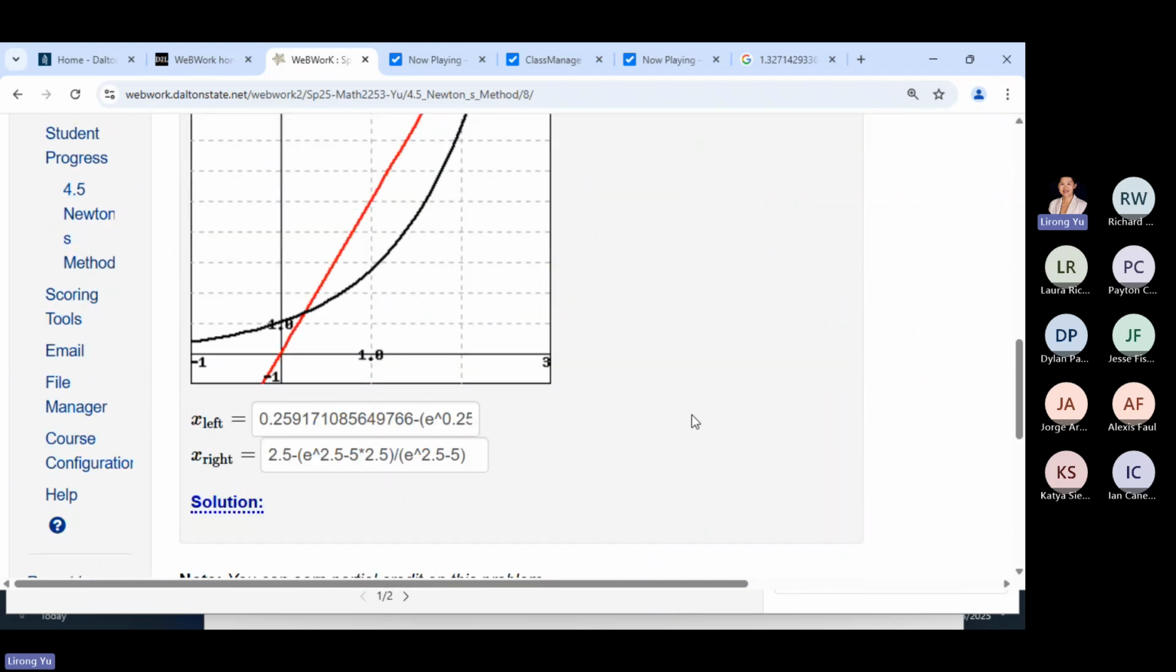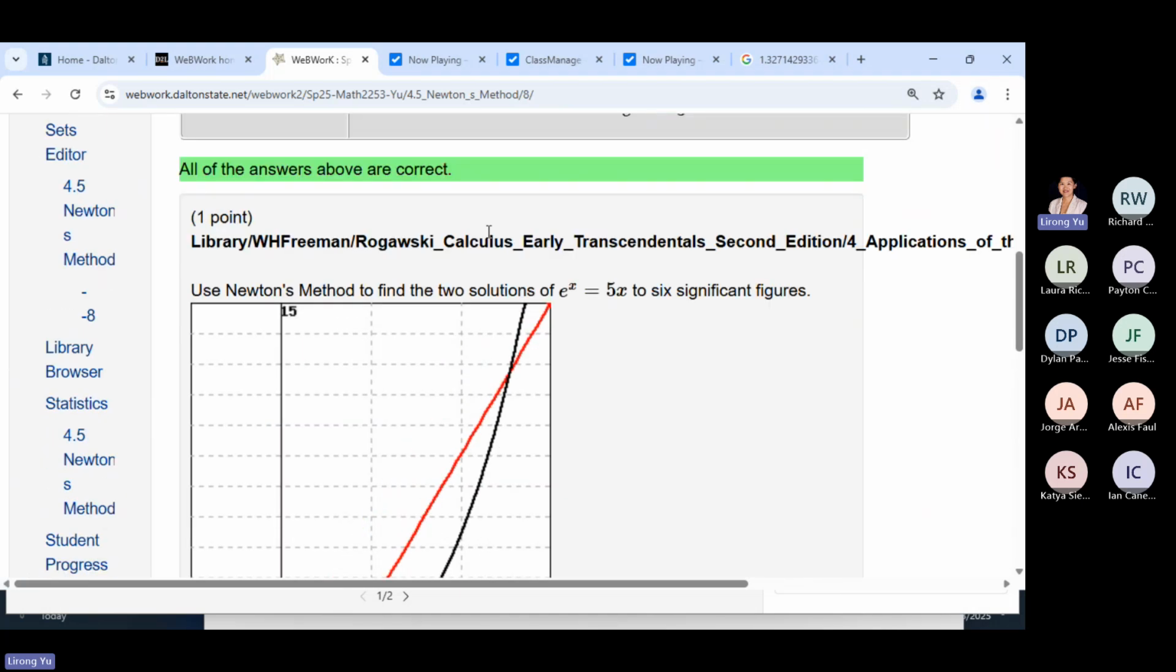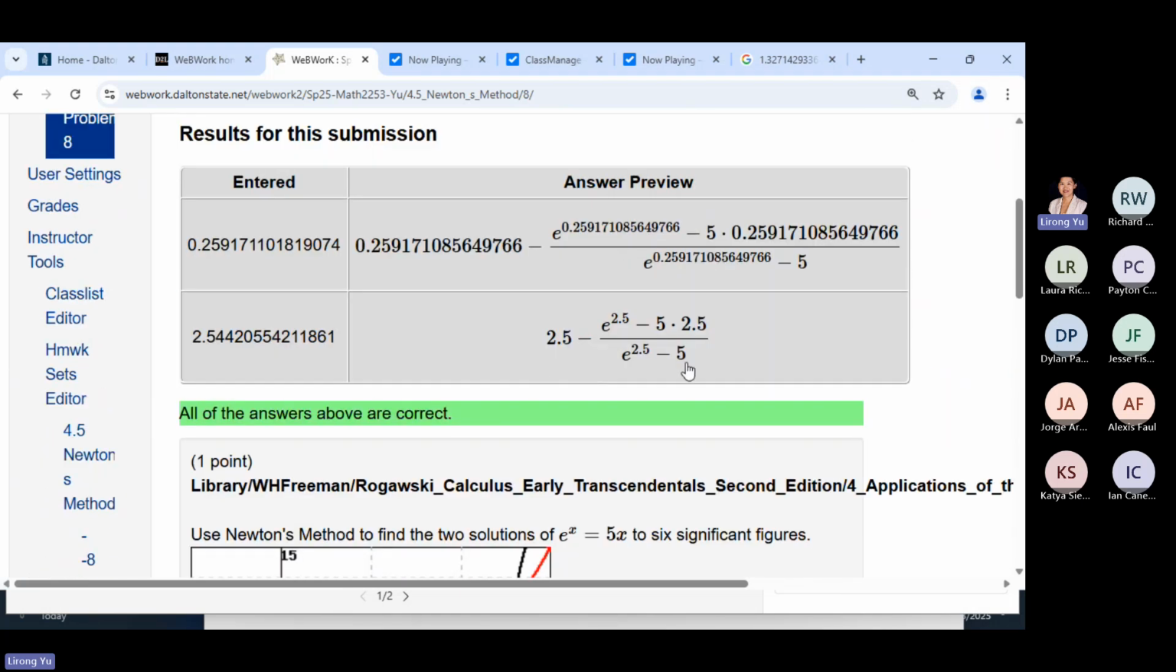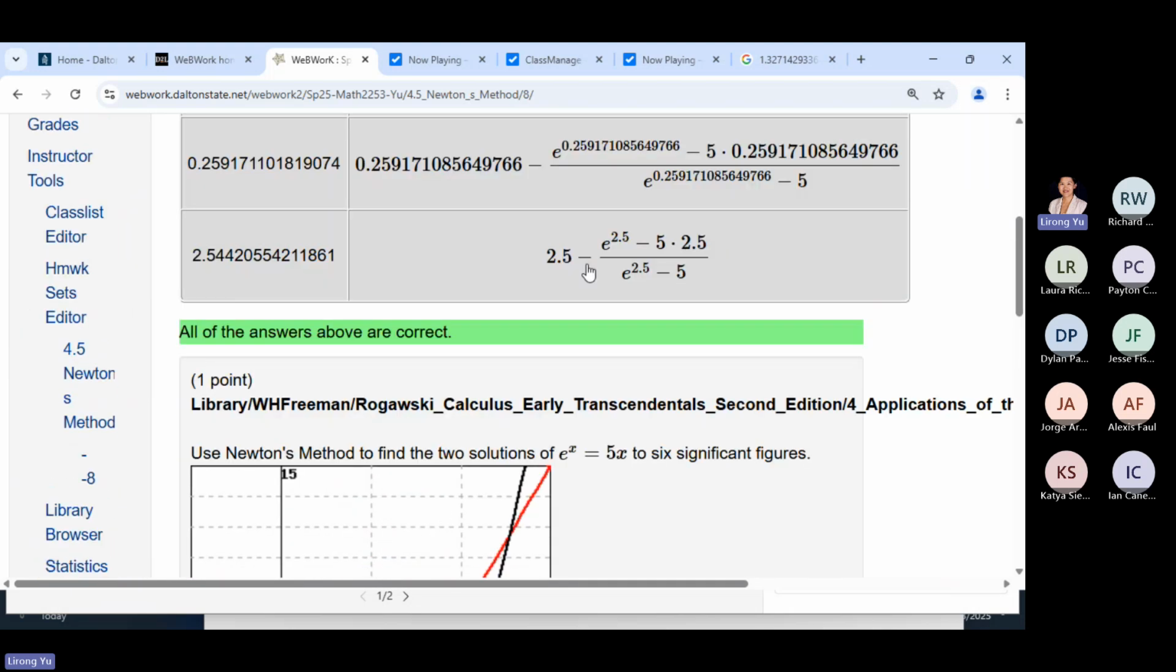So for the second one, because I chose the initial answer so close, with one attempt of Newton, we already find a close enough answer. You can see over here, we started out with 2.5, but then the new answer is not too far from 2.5. It's like 2.542. You can also graph the function e to the x equal to 5x to see the answer. And you can see from the picture that the intersection is that number, the x.